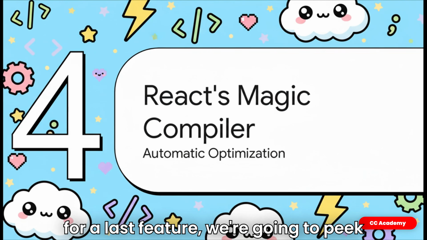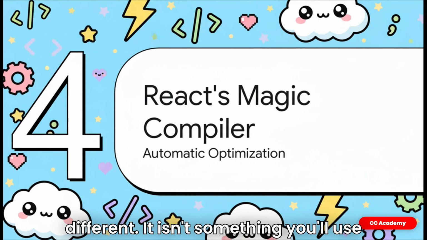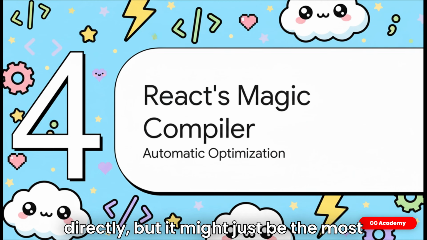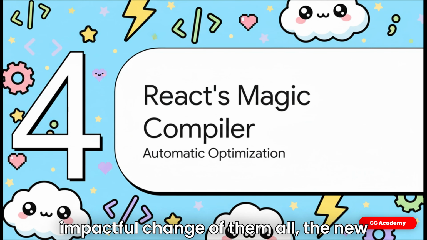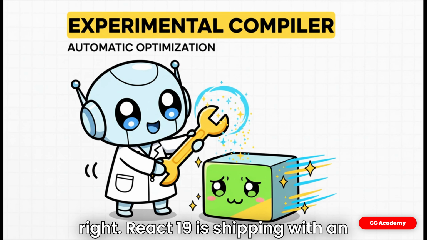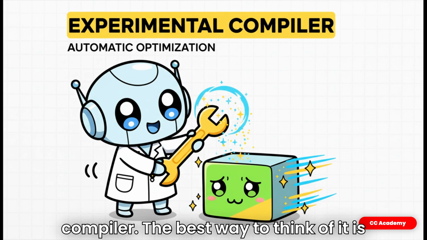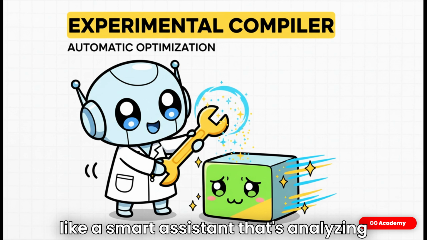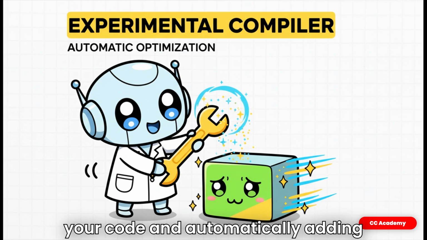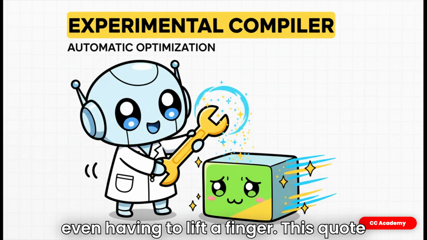And for our last feature, we're going to peek into the future a little bit. This one's different. It isn't something you'll use directly, but it might just be the most impactful change of them all, the new React compiler. Yep, you heard that right. React 19 is shipping with an experimental but super powerful new compiler. The best way to think of it is like a smart assistant that's analyzing your code and automatically adding performance optimizations without you even having to lift a finger.